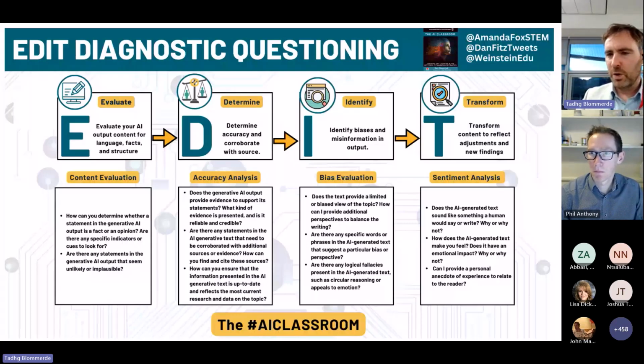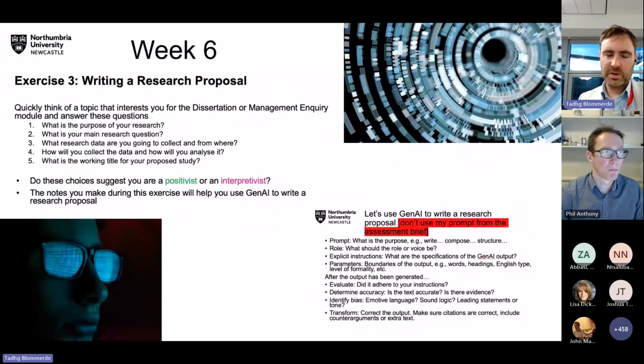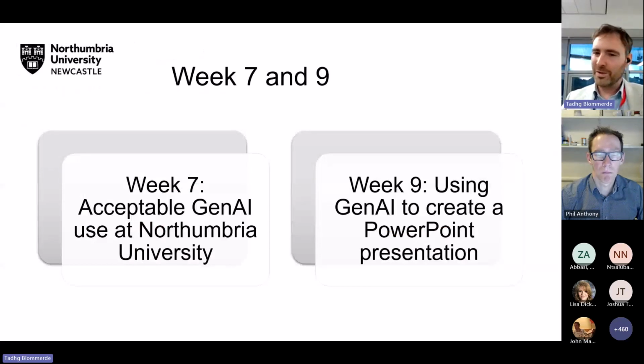For T, transform: can you change the Gen AI's output into something that's useful and valuable for your particular purposes? In week 6, students wrote a research proposal on a topic of their choice. The only rules were they couldn't use my very detailed prompt from the assessment brief. They had to come up with it themselves. And they realized what hard work it was coming up with a 500-word prompt.